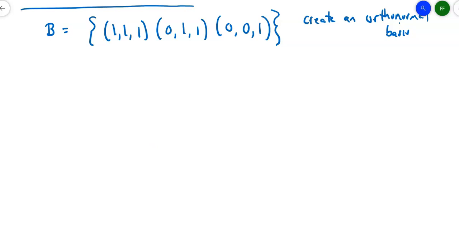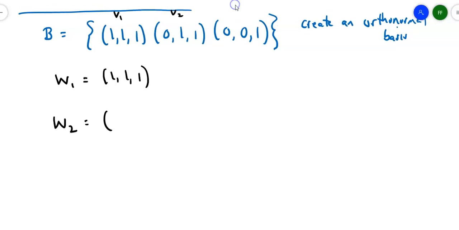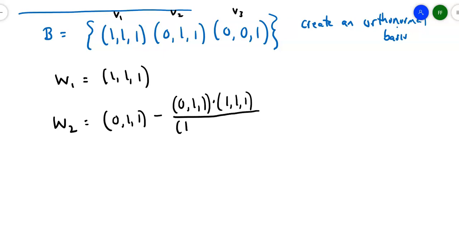All right, so here's my process. My W1 is going to be the same as the original vector that's up there, (1, 1, 1). All right, I'm going to start from the left and work through. My second one then will be V2, right? I'm calling this V1, V2, V3. So the second one then will be (0, 1, 1) minus V2 dot W1, so (0, 1, 1) dot (1, 1, 1) over (1, 1, 1) dot (1, 1, 1). Am I really going to write this? Yes. Times (1, 1, 1).